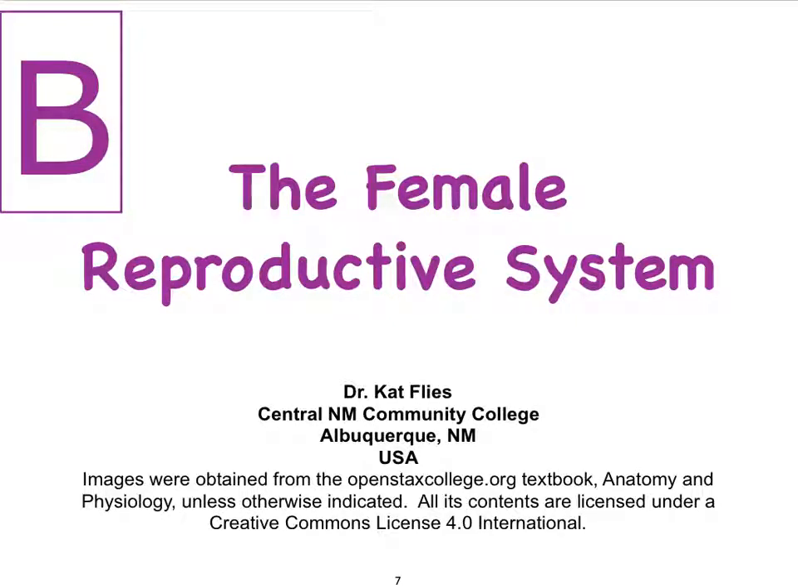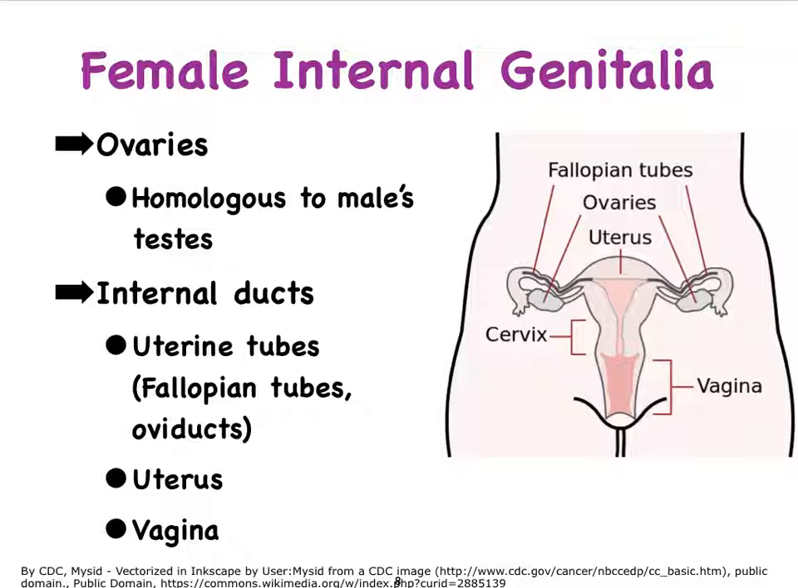And in video B, we're going to focus on the internal reproductive structures of the female. The internal genitalia of the female can be divided up into the ovaries, shown right here, which, by the way, are homologous to the testes of the male. And then a series of ducts.